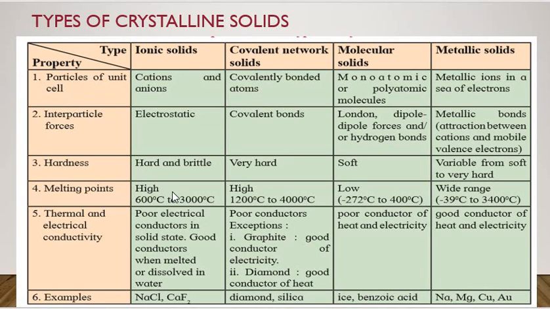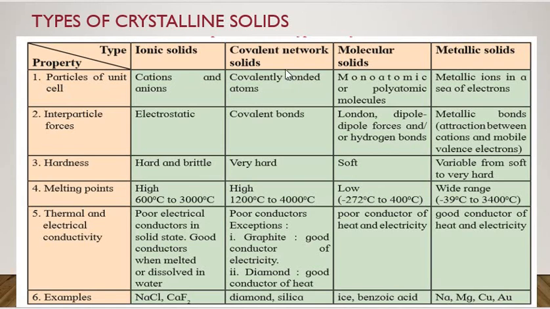Their melting points are quite high. The specialty of ionic solids is that they are poor electrical conductors in the solid state, but when taken into the molten state or aqueous state, they are very good conductors. Examples of ionic solids are sodium chloride, calcium fluoride, potassium sulfate and potassium chloride. These are all ionic crystals.